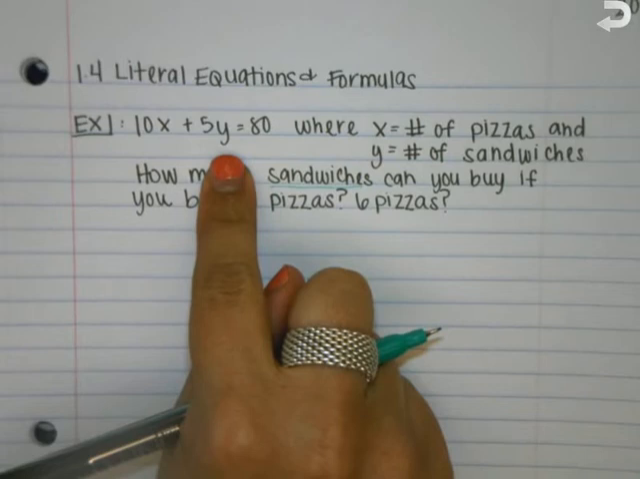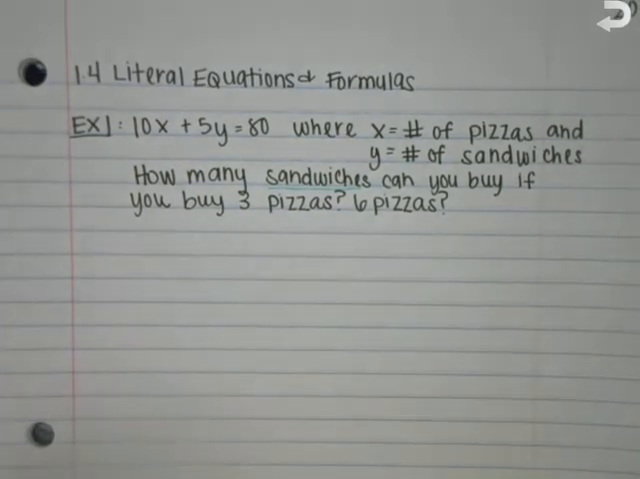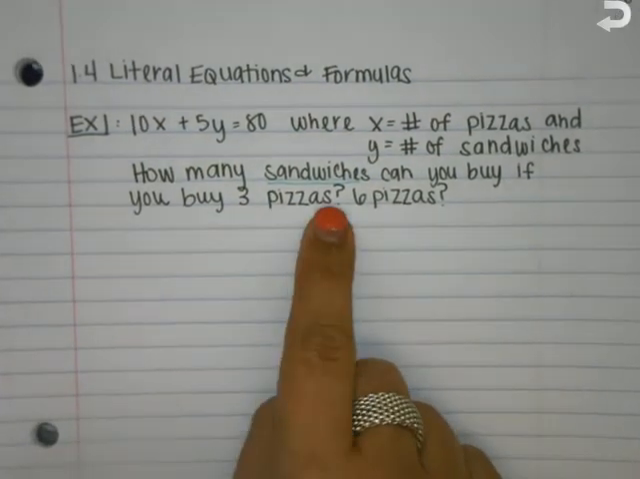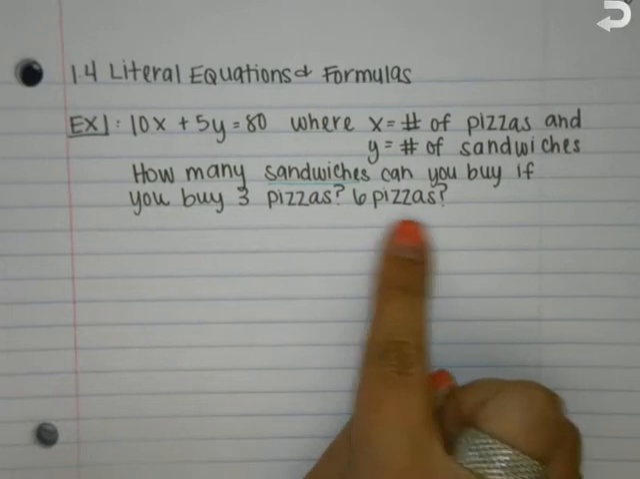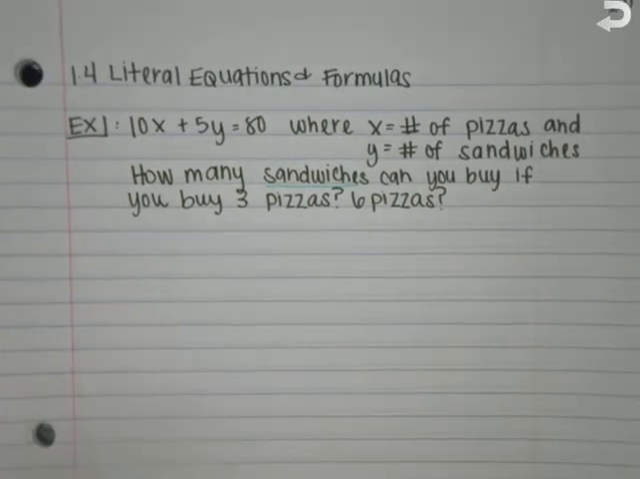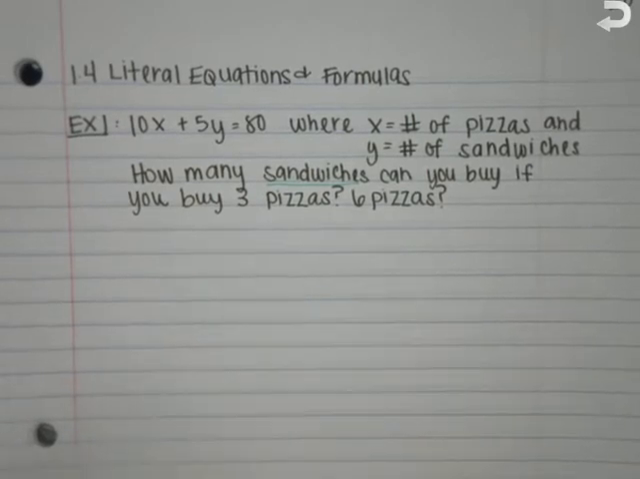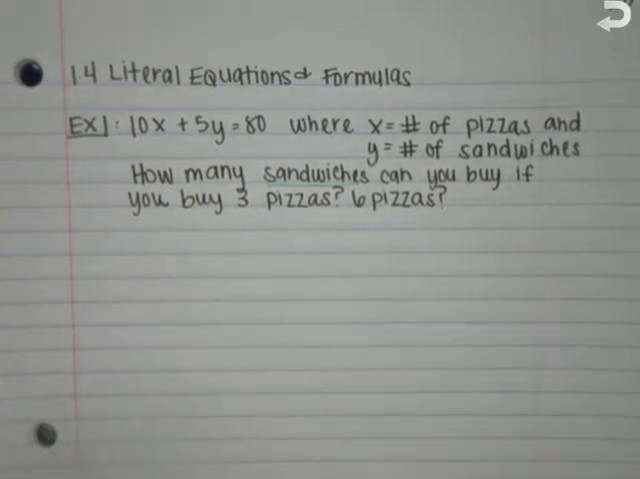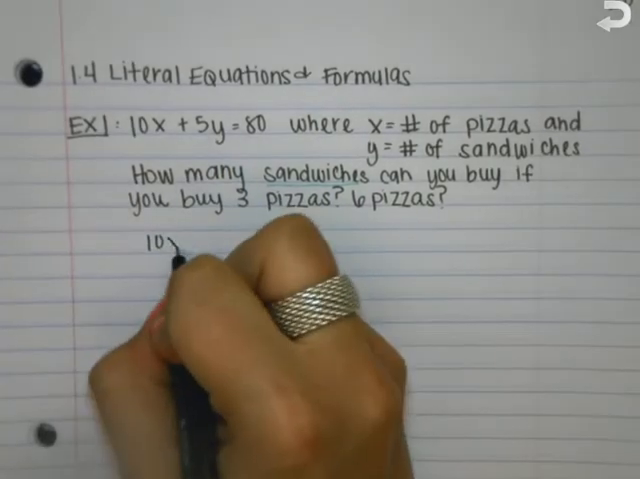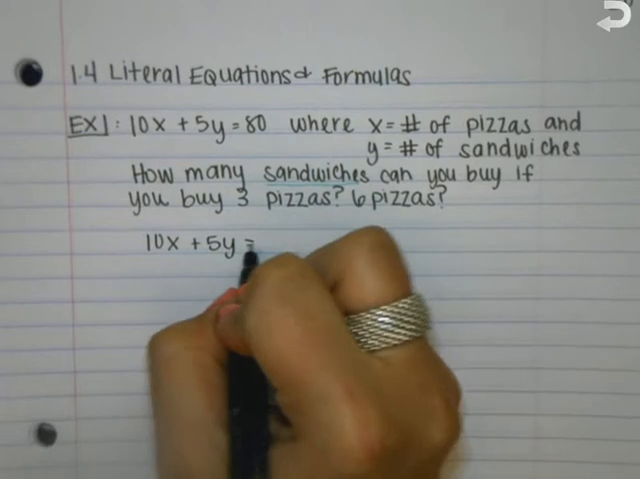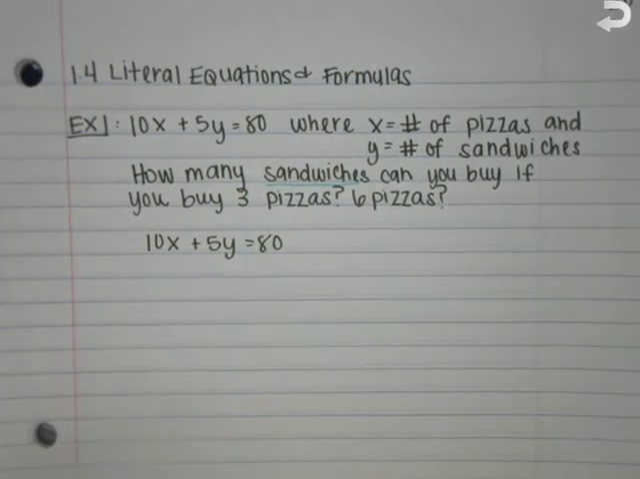The reason we do this is because I'm going to be plugging in 3 pizzas, and then I'm going to be plugging in 6 pizzas. So I want to isolate the y variable first, so that way when I start plugging in my pizzas, I just have to plug it in and simplify. Does that make sense? So we already have the equation solved for, and then when we plug stuff in, we just have to simplify. So underneath the problem, I'm going to rewrite the equation 10x plus 5y equals 80. And then I'm going to start solving.